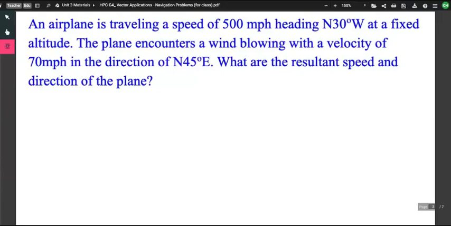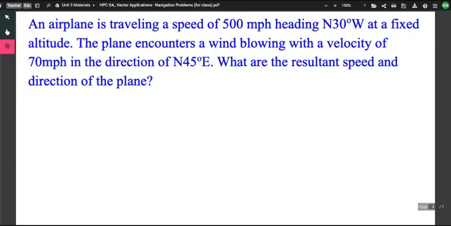In this certain situation, we have an airplane. It's traveling at a speed of 500 miles per hour, heading north 30 degrees west at a fixed altitude. The plane encounters a wind blowing with a velocity of 70 miles per hour in the direction of north 45 degrees east. What are the resultant speed and direction of this plane?